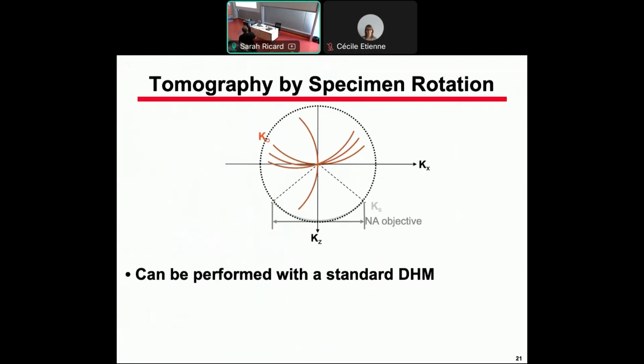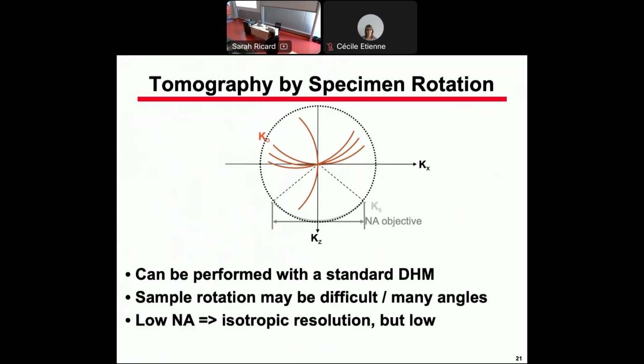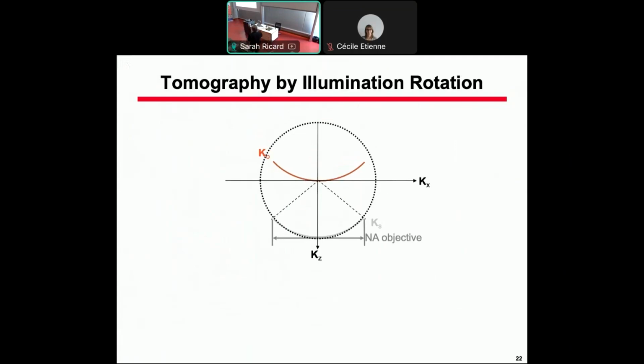So the advantage is it can be performed with a standard digital holographic microscope. Sample rotation may be difficult. One needs typically 360 angles. And usually to rotate the sample, you have to use microcapillaries, this kind of thing. You are limited to rather long working distance, meaning low numerical aperture, so you get an anisotropic resolution that's rather low. That is why the preferred tendency now is to use not specimen rotation, but illumination.